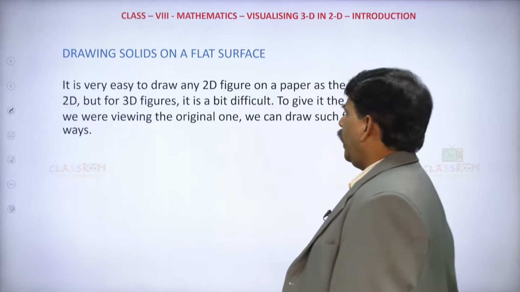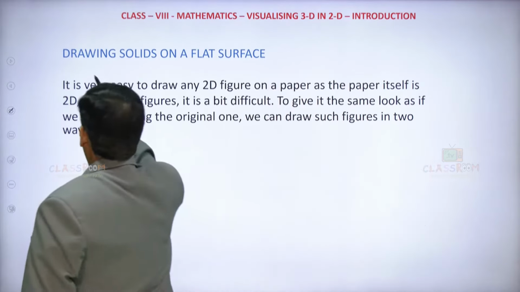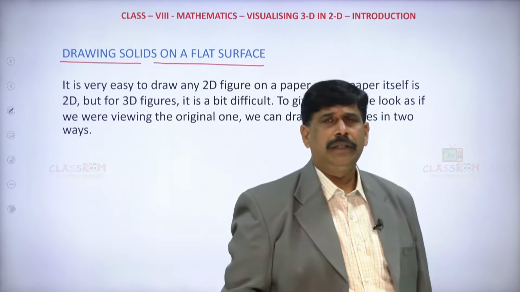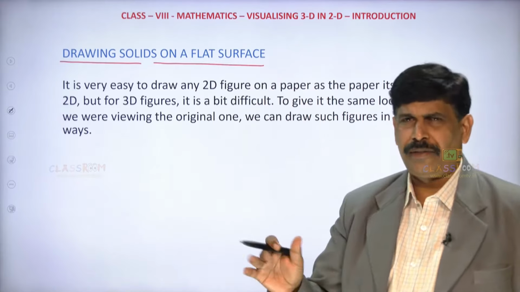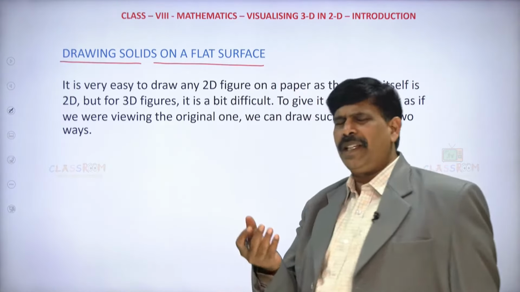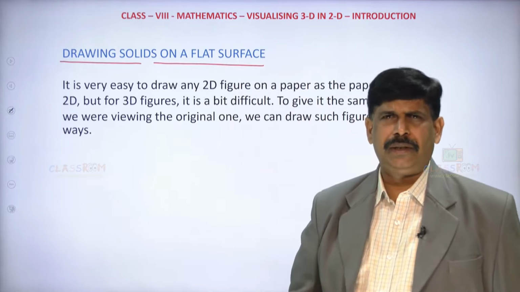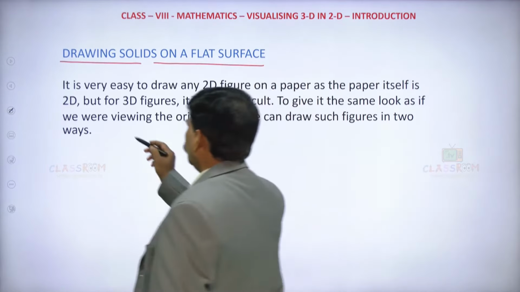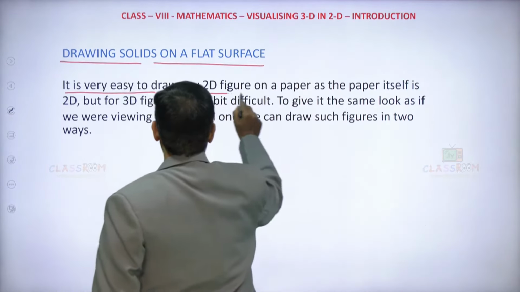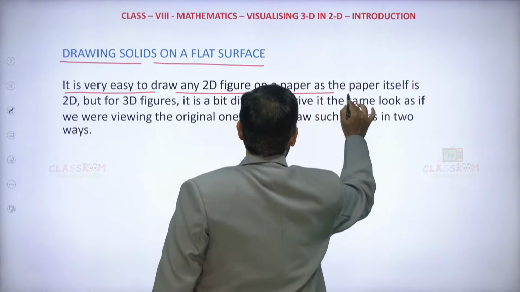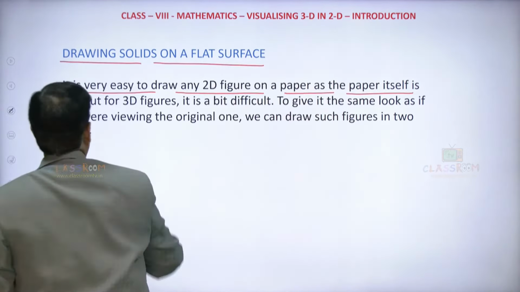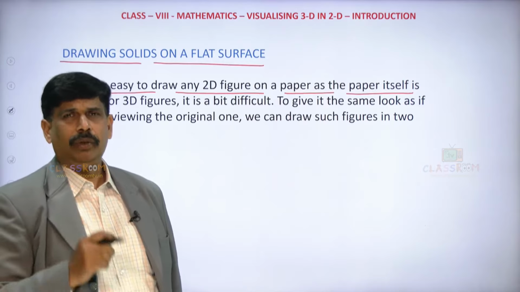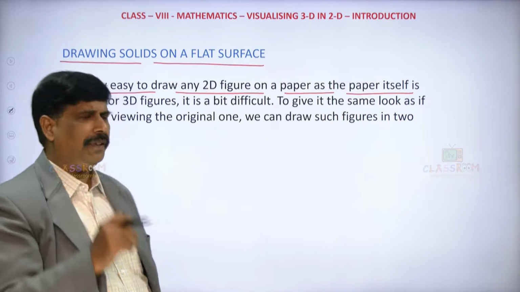Okay. Now, drawing solids on a flat surface. How can we draw solids like a cube or cuboid on a flat surface? It is very easy to draw 2D figures on a paper, as the paper itself is 2D. But for 3D figures, it is a bit difficult to draw them on a paper.